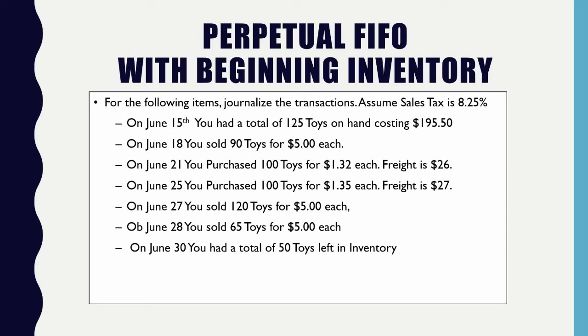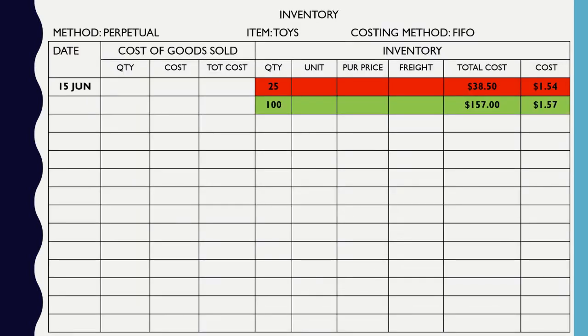So then let's see what happened next. Then on June 18, you end up selling 90 toys. So 90 is going to be your first thing that you're going to recognize here. So in this case, put the date in here. So 90 is what I need to sell.